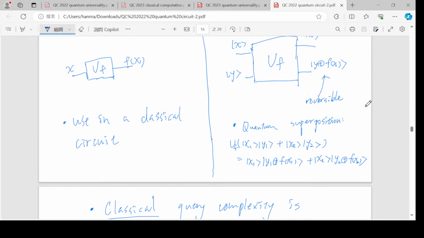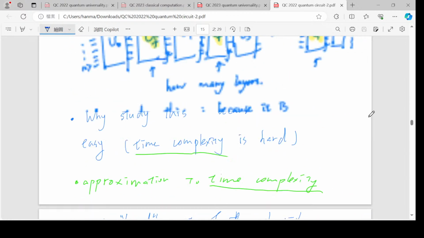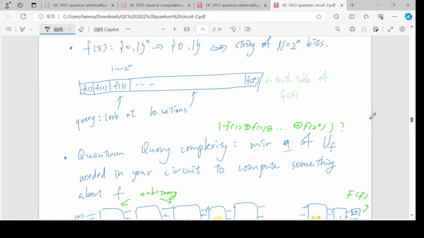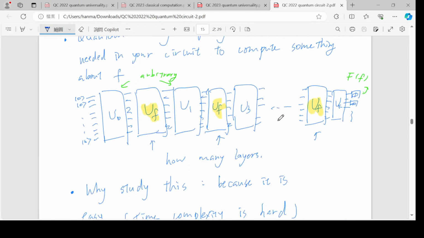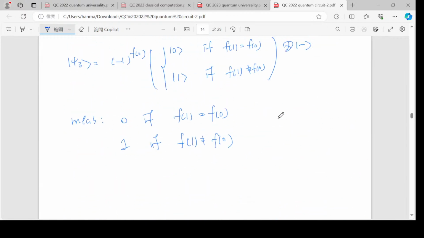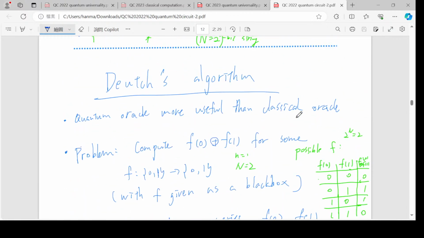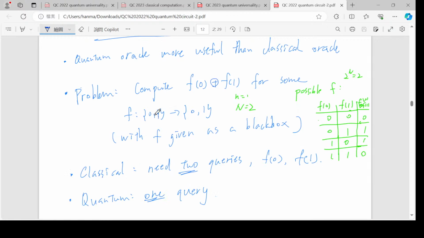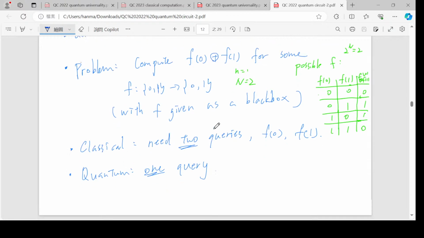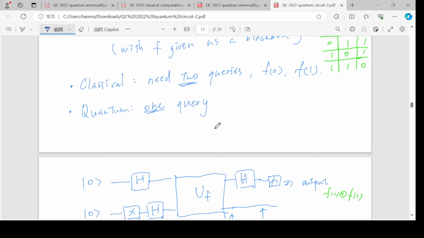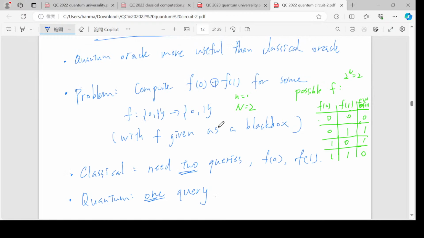We are now finally getting into our quantum algorithms, but as we have seen from last time, we are studying the complexity of quantum algorithms in this funny way, where we study the quantum query complexity. We study the quantum query complexity because time complexity is very hard.